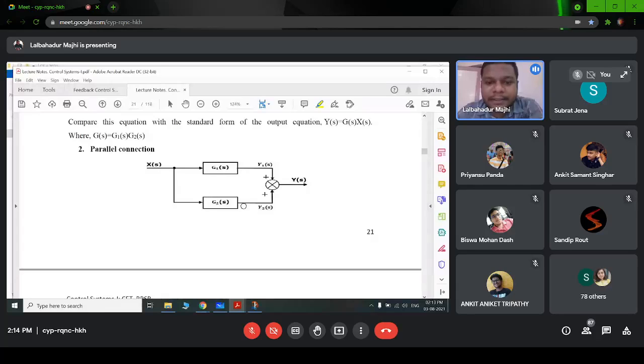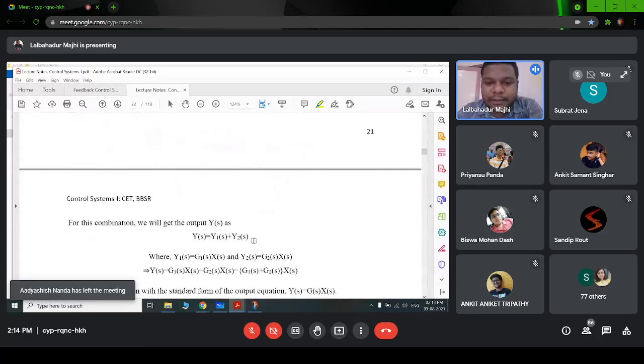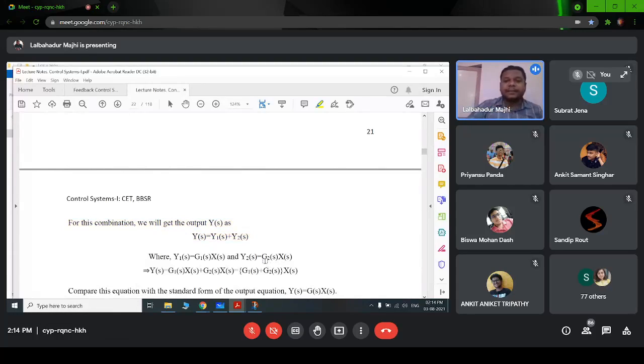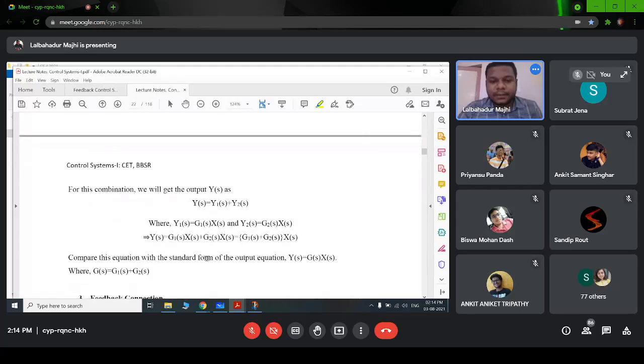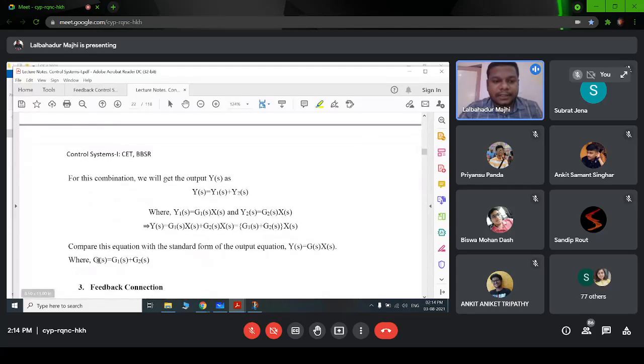Similarly, in this parallel combination, you can also go through this mathematical derivation to see why it is being added. So in the parallel combination, the final transfer function will be G1(S) plus G2(S).